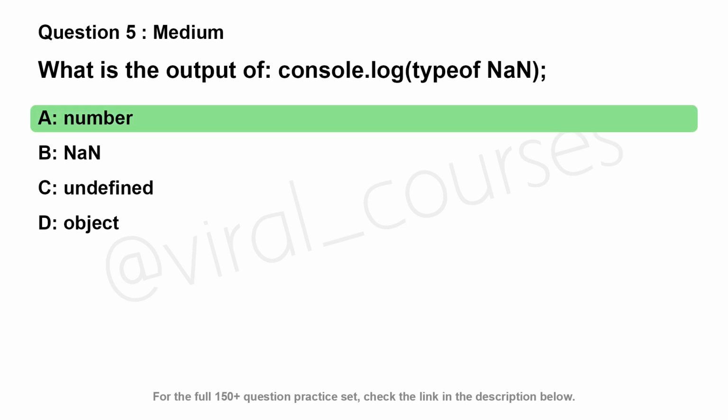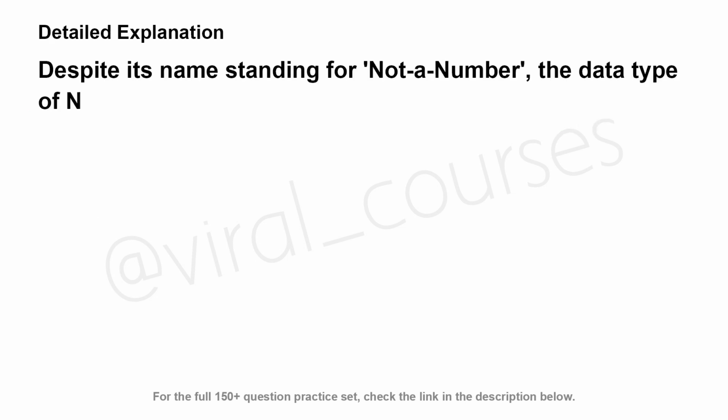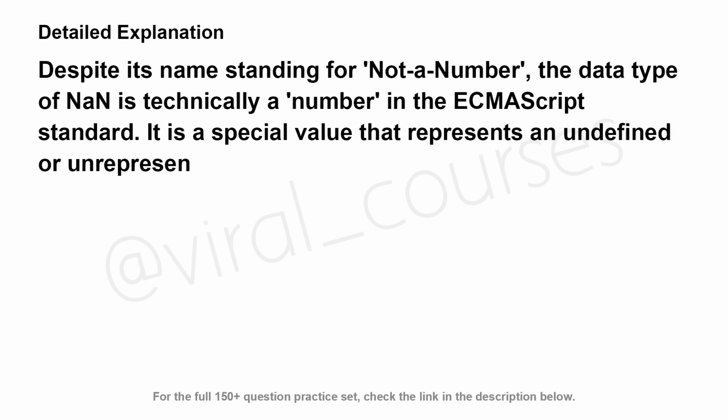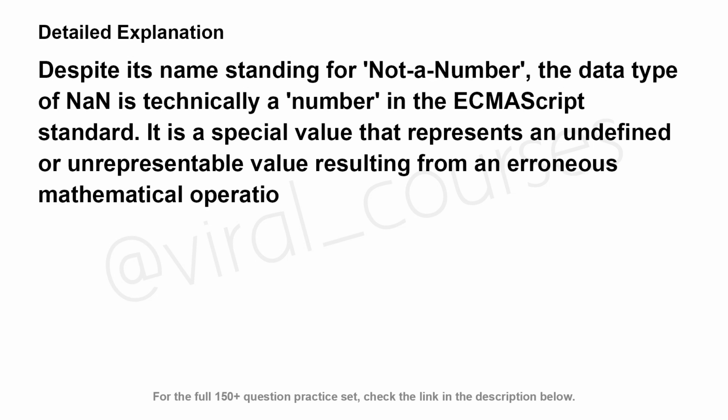The correct answer is A. Despite its name standing for "not a number", the data type of NaN is technically a number in the ECMAScript standard. It is a special value that represents an undefined or unrepresentable value resulting from an erroneous mathematical operation.